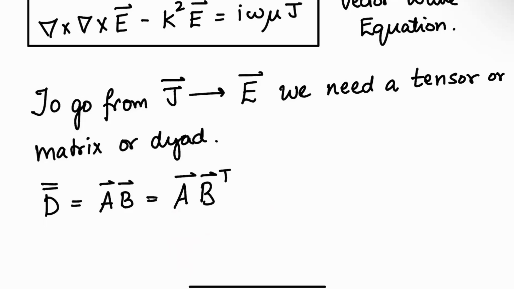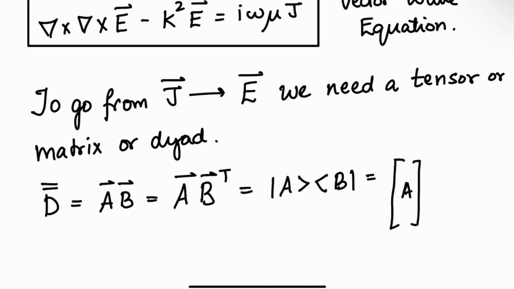Another kind of notation, if you're familiar with the bra and ket notation in quantum mechanics, maybe it would be written like this, right? Or you can write it as a column times a row, right? So that's the idea behind this dyad quantity. Okay, so hopefully that makes sense.